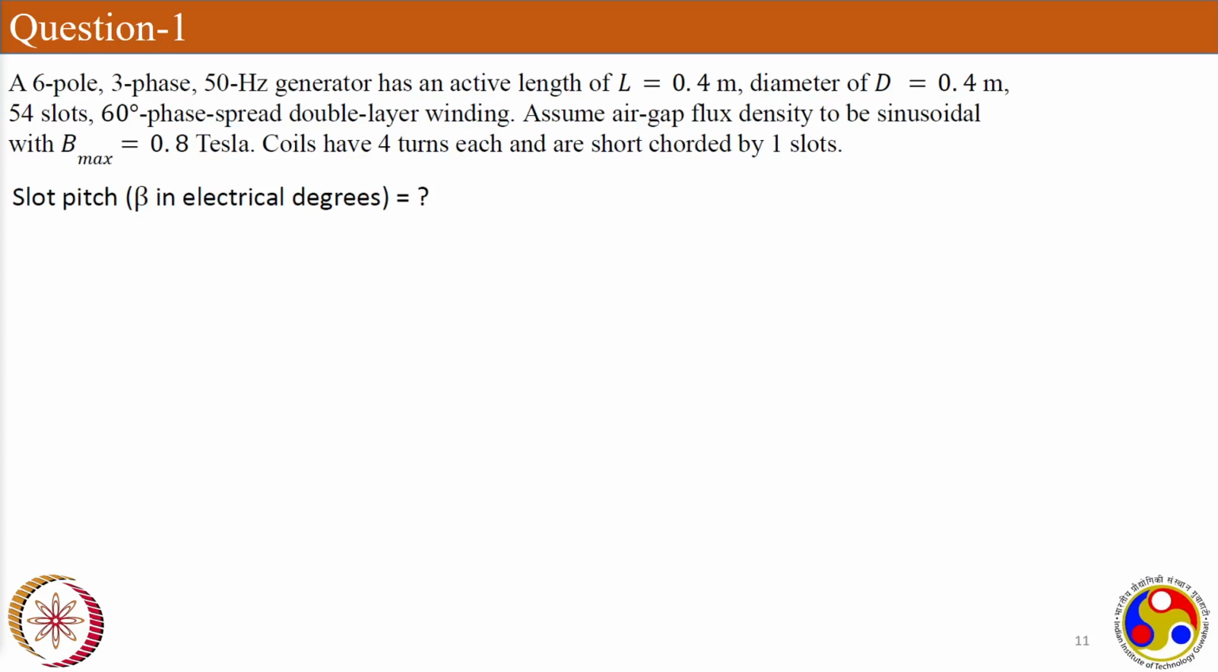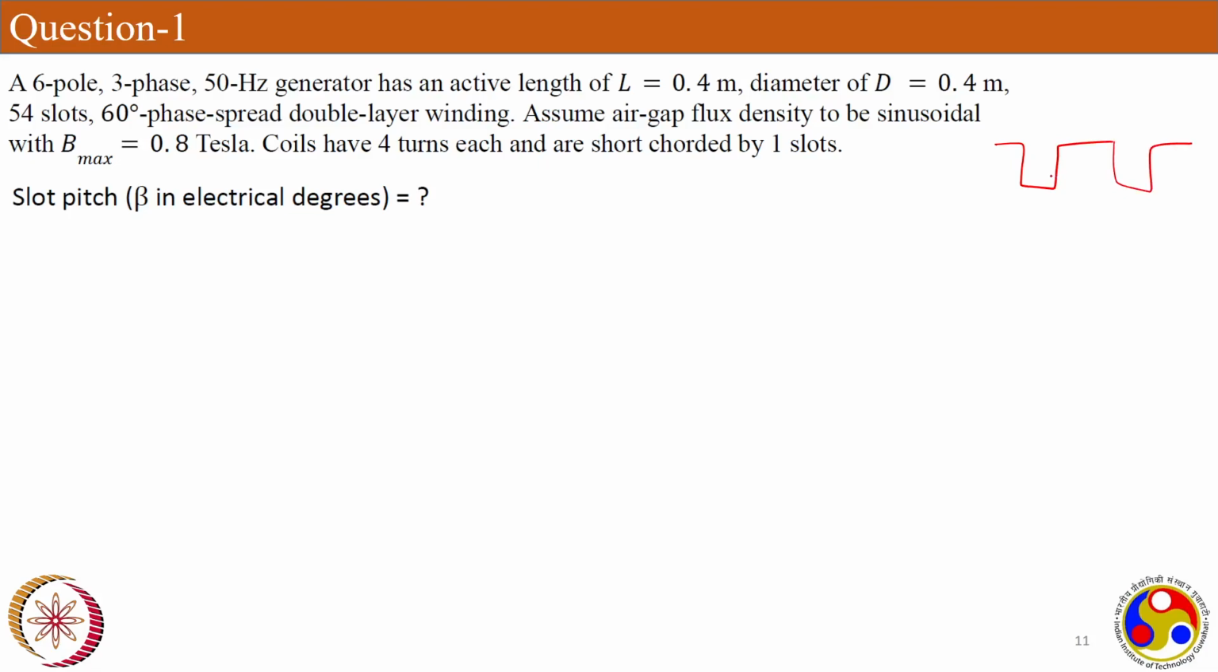We have a question here, and they are asking some follow-up questions on it. Let's see what data is being provided to us and what we have been asked. A three-phase, six-pole, 50 hertz generator has an active length of 0.4 meter and a diameter of 0.4 meter, with 54 slots, 60-degree phase spread, and double layer winding. We haven't discussed this, but I'm sure you know what a double layer winding is and what a single layer winding is.